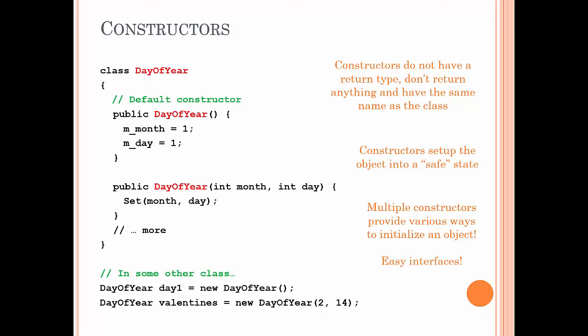Constructors also allocate any necessary internal memory using the new keyword. Constructors do not have a return value and have the same name as the class. If you don't define any constructors, the compiler provides a default constructor that accepts no parameters and does no work. Here we have built our own default constructor to initialize a day of year object to January 1st.